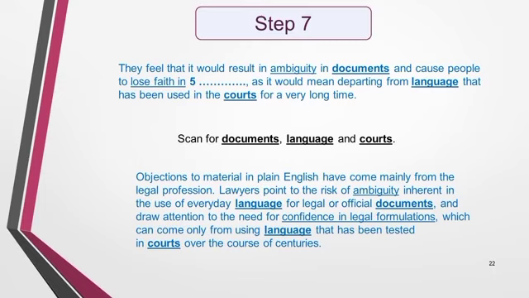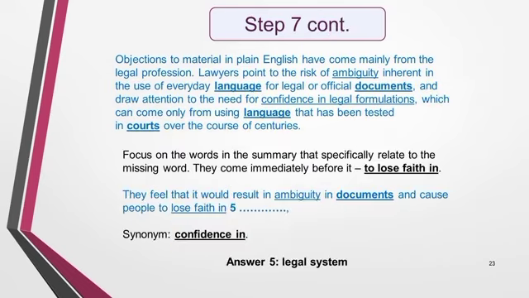I've also noticed that the word ambiguity appears in both the text and the summary, and that the phrases "for a long time" and "over the centuries" match. Neither, however, provide the answer, so I must dig deeper. What I need to do is focus on the words in the summary that specifically relate to the missing word. They come immediately before it and are "to lose faith in."